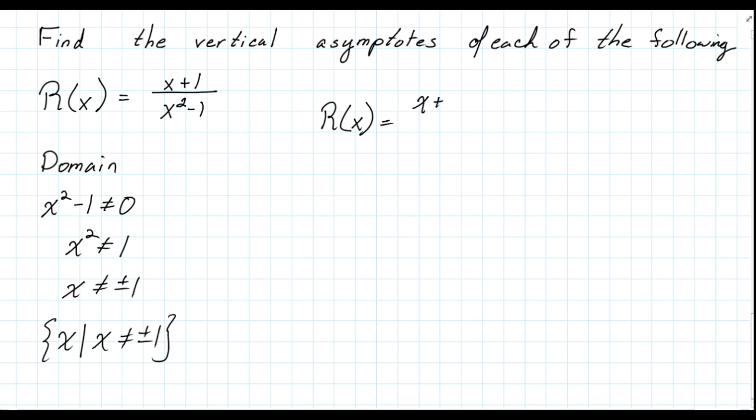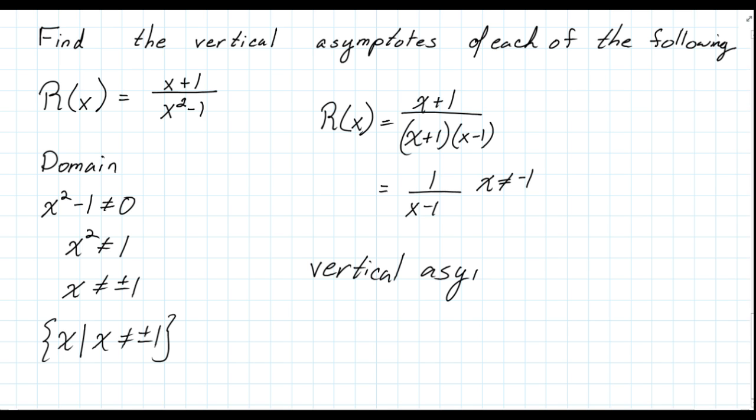But now I can rewrite r of x as x plus 1 over x plus 1 times x minus 1. And now I can go ahead and cancel the x plus 1 in the numerator and the denominator, as long as I remind myself that x is not allowed to be negative 1. Of course, x also isn't allowed to be positive 1, but the denominator tells us that. We don't need to specify it separately. All right, so now our only vertical asymptote is what happens when x equals 1.